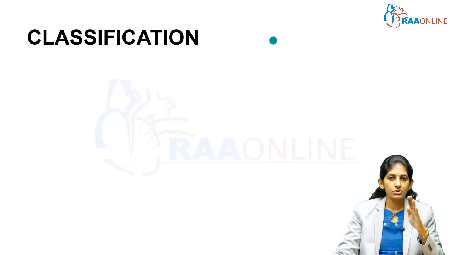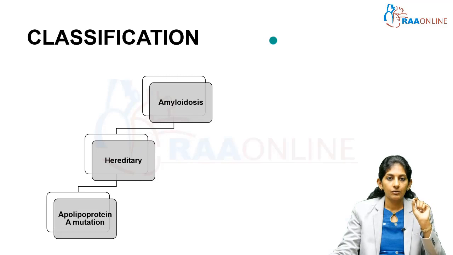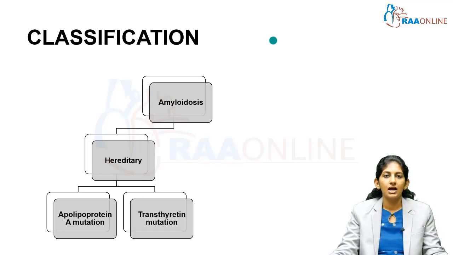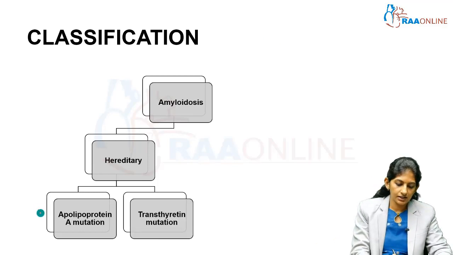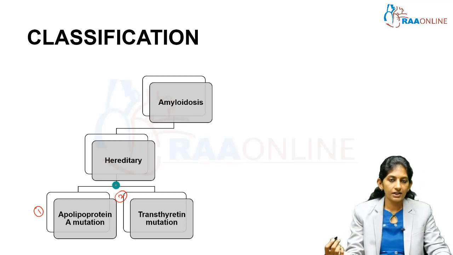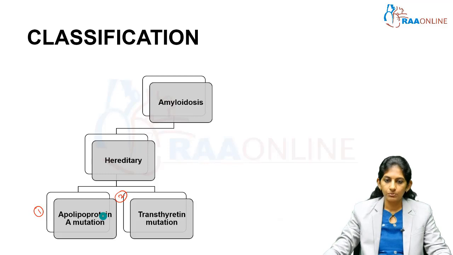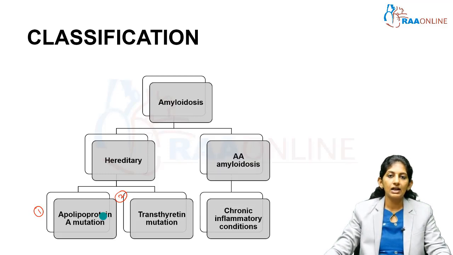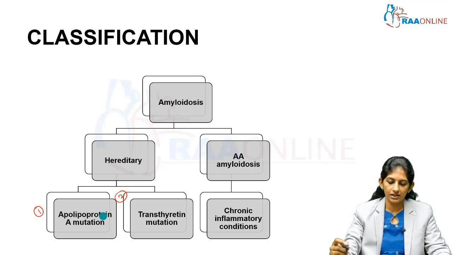Amyloidosis can be classified as hereditary amyloidosis, where it occurs due to two mutations. One is an apolipoprotein A mutation, another one is a transthyretin mutation. So, hereditary amyloidosis, although very rare in children, we need to know there are two types of mutations, apolipoprotein A and transthyretin mutation. AA amyloidosis is due to an underlying chronic inflammatory condition.